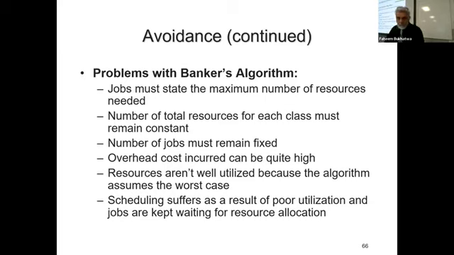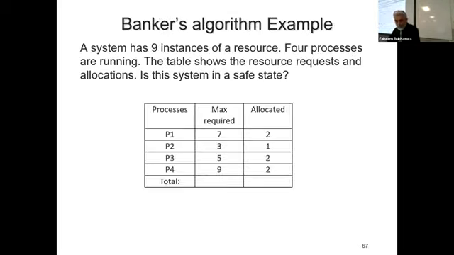Scheduling suffers as a result of poor utilization and jobs are kept waiting for resources. So it's like you book all the resources in advance even though you don't need them all the time. It's like you say to yourself, okay, just in case I need it, I'll get it just in case I need it. And okay, sometimes you need it, but most of the times you don't. So it's not really a great system.